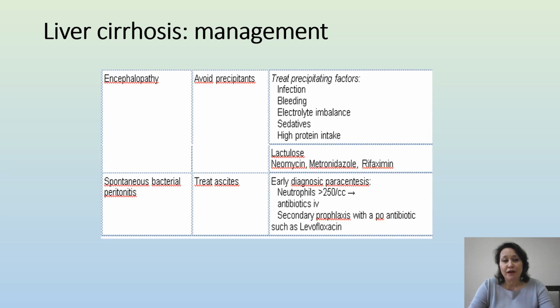In case of encephalopathy, we should avoid precipitants, and we should treat bacterial infection and bleeding. We should avoid sedatives and high protein intake. Main treatment of encephalopathy includes lactulose and non-absorbable antibiotics like rifaximin, neomycin, metronidazole. In case of spontaneous bacterial peritonitis, we use antibiotics like levofloxacin and others from the group of quinolones.